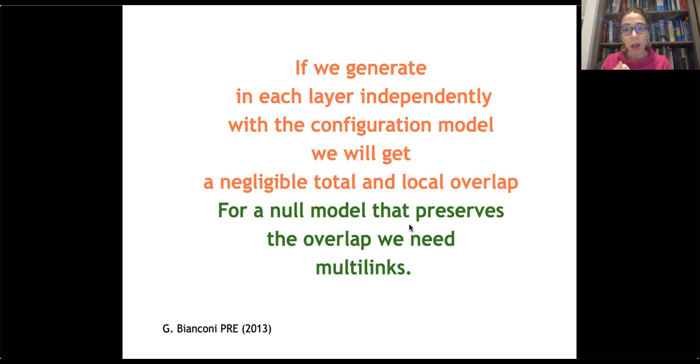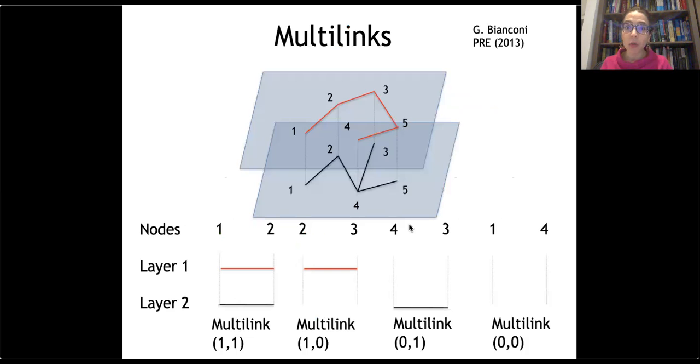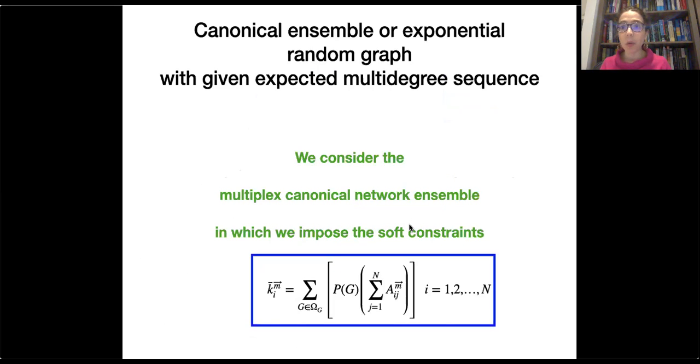For instance, you might notice your friends in online social networks on different platforms might have a strong overlap. So in order to have a model that preserves the required level of link overlap, we really need multi-links. So we can enforce the multi-degree sequence, not just the degree sequence. And so we can build canonical but also microcanonical ensembles, in which, in the canonical ensemble, we fix the expected multi-degree sequence of every node.